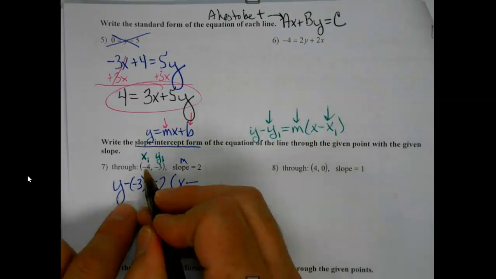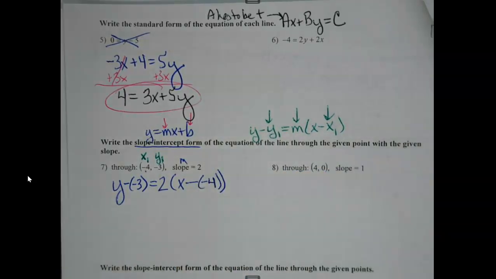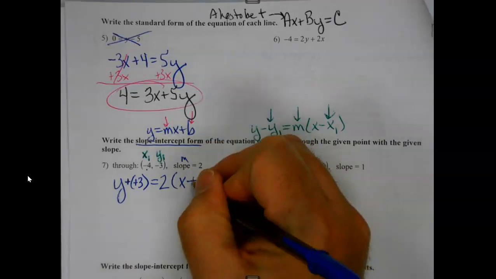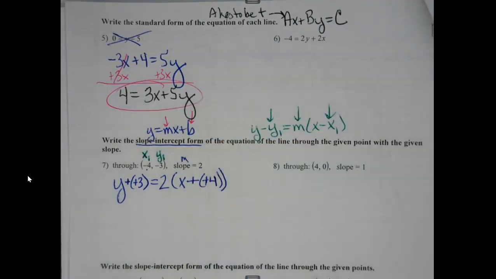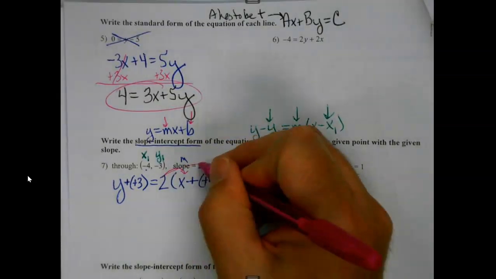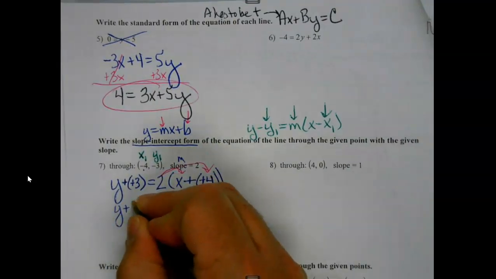X minus x1, which is -4. Now, I'm not a big fan of looking at all those negatives. We already know that minus a negative is positive, so I'm just going to make this plus to make it a little bit cleaner. And at this point, whenever there's parentheses, we're going to have to distribute.